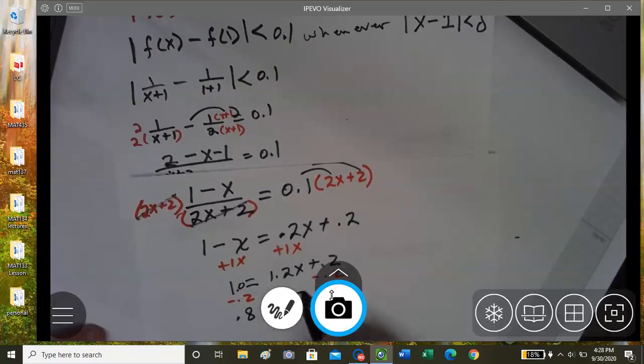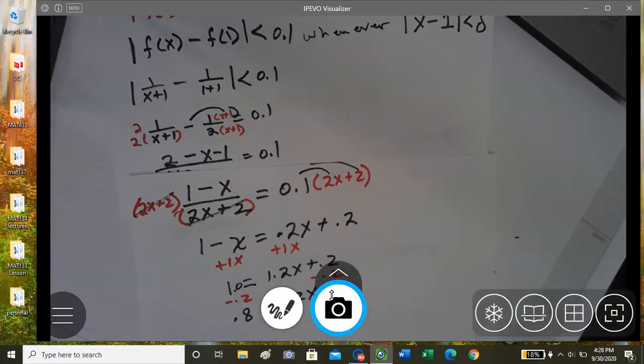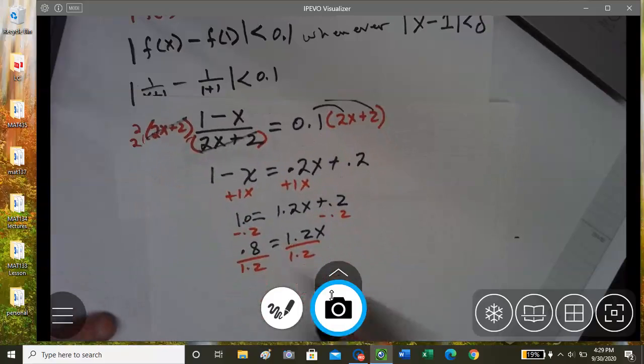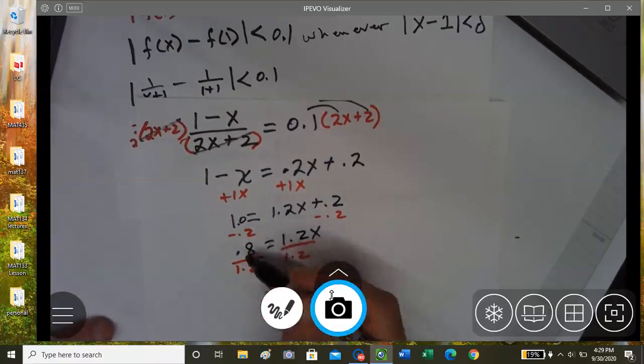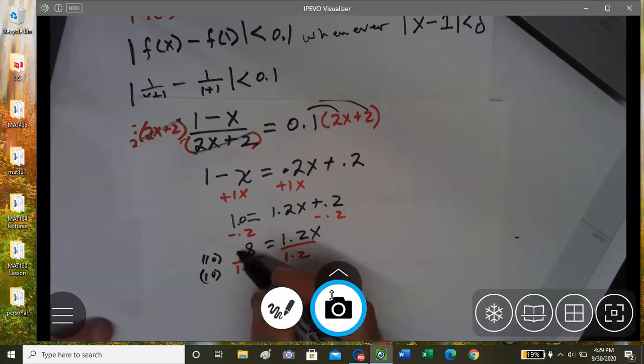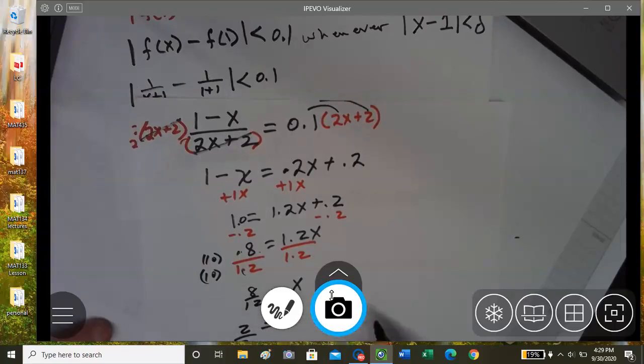equals 1.2x. So we're going to divide by 1.2, divide 1.2 to both sides. And so we get here x equals 0.8 over 1.2. Well, if we multiply both sides times 10, right? I mean, multiply the numerator and denominator times 10, right? We move that decimal point. So that's 8 over 12. And 4 can go into both. So 4 goes in 8, that's 2. 4 goes into 12, that's 3. So we get x equals 2/3.